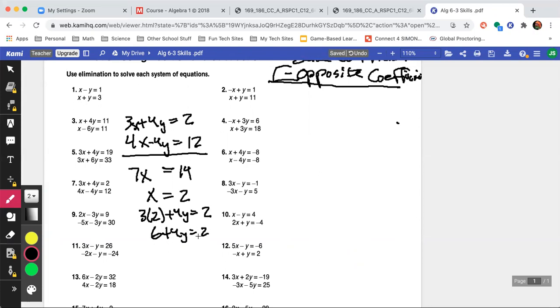Move the 6 to the other side. So you have 2 minus 6. So you have 4y equals -4. All right, and then divide both by 4. You get y is equal to -1. So you get 2, -1 as your solution for that one. And then I'm putting it in this bottom one, and it looks like it works because 4 times 2 is 8. And then -4 times -1 is +4, and 8 plus 4 is 12. So that looks good. All right, let's try.